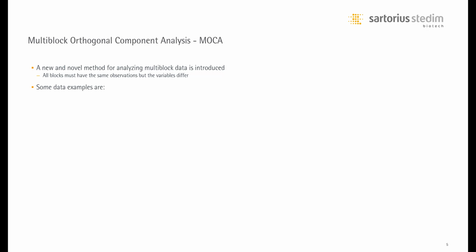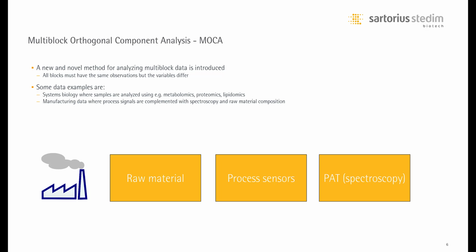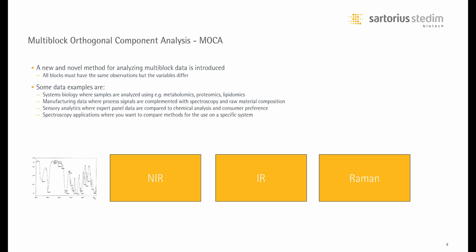Some examples of where multi-block data are common are systems biology, where biological samples are analyzed using multiple platforms. Manufacturing data, where process signals are combined with raw material composition and spectroscopy, maybe to investigate whether PAT adds new or only confirming information. Sensory analysis, where expert panel data are compared to chemical analysis and consumer preference. Spectroscopy applications, where you're comparing the use of different methods on a specific system.